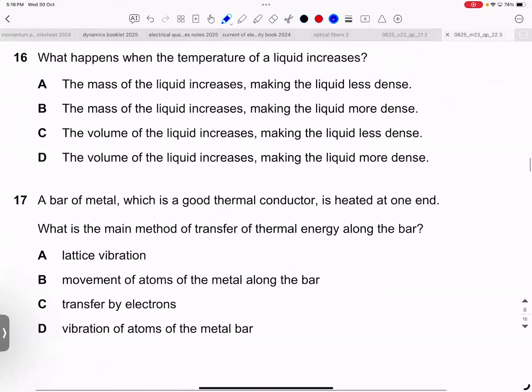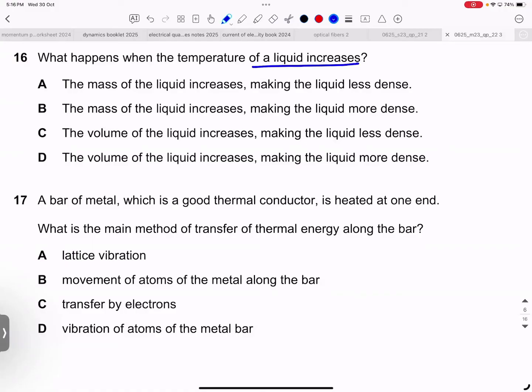What happens when the temperature of a liquid increases? You all know when the temperature of a liquid increases, the liquid expands. It becomes less dense, and less dense liquid rises up. So when you increase the temperature of a liquid, the liquid will expand. And when liquid expands, it rises up.